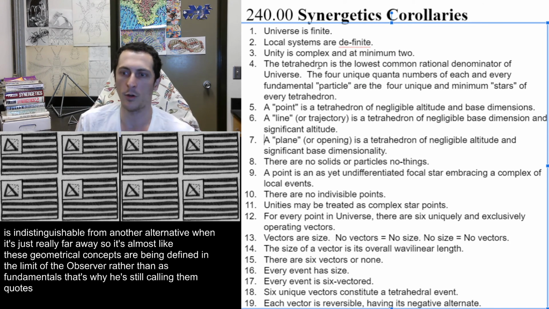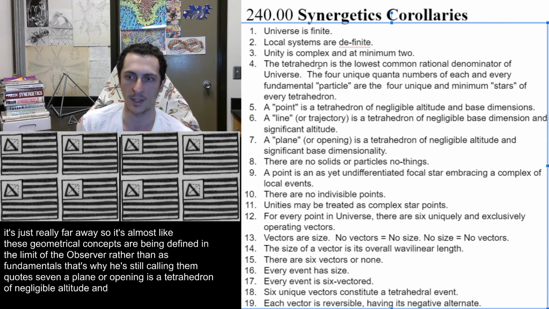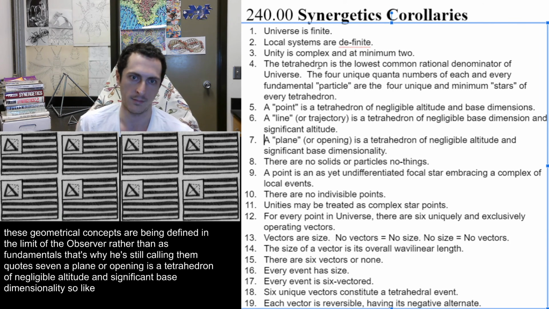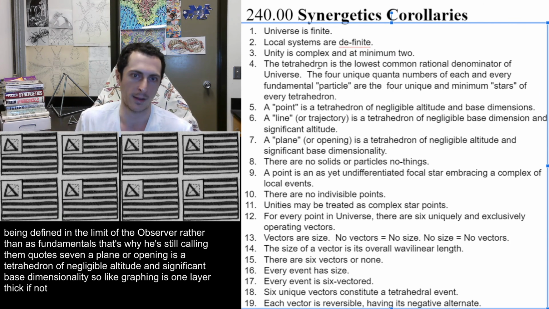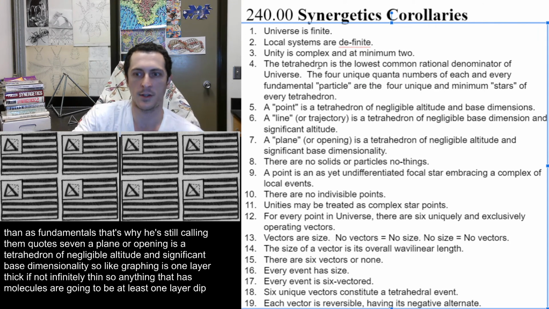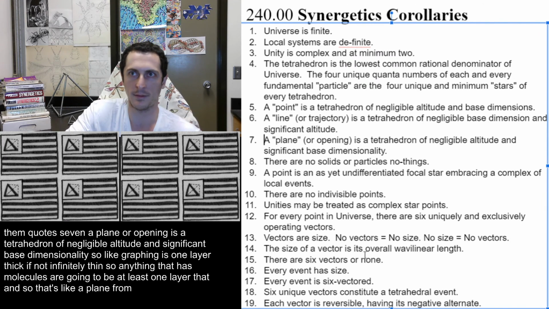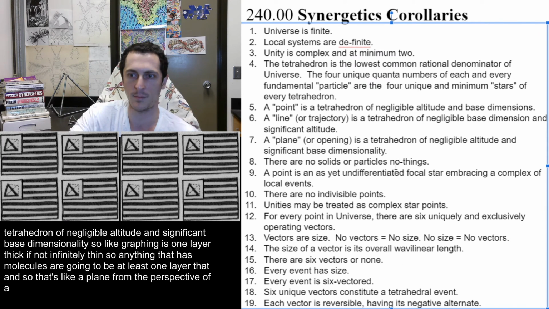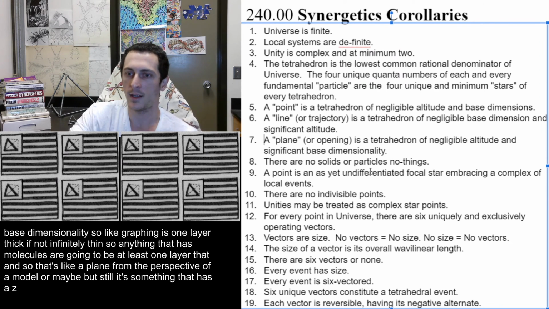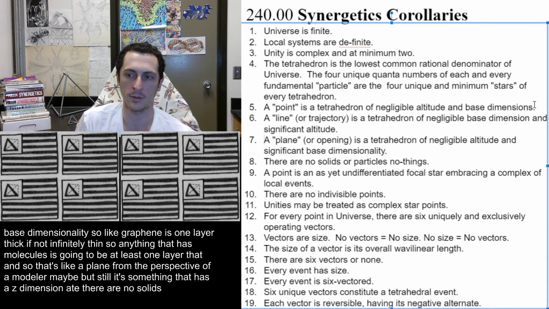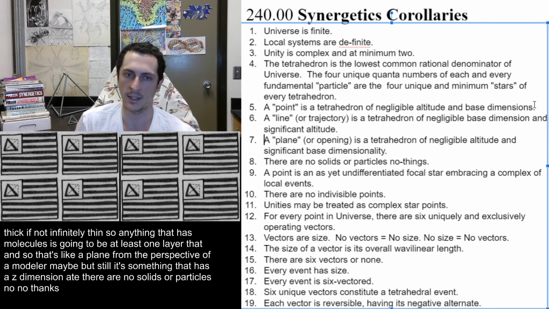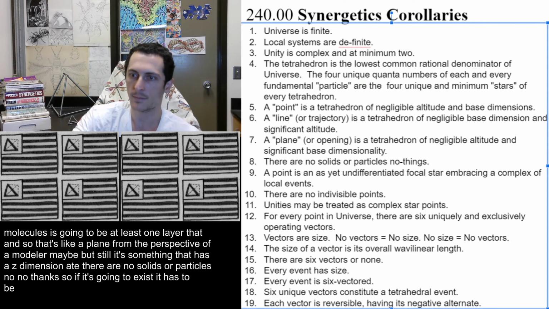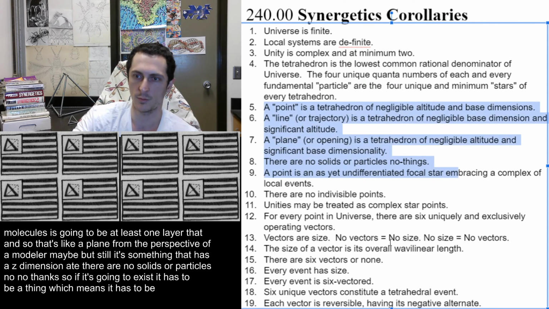7. A plane or opening is a tetrahedron of negligible altitude and significant base dimensionality. So like graphene is 1 layer thick. It's not infinitely thin. So anything that has molecules is going to be at least 1 layer thin. And so that's like a plane from the perspective of a modeler maybe, but still it's something that has a z dimension. 8. There are no solids or particles, no things. So if it's going to exist, it has to be a thing, which means it has to be by these rules.